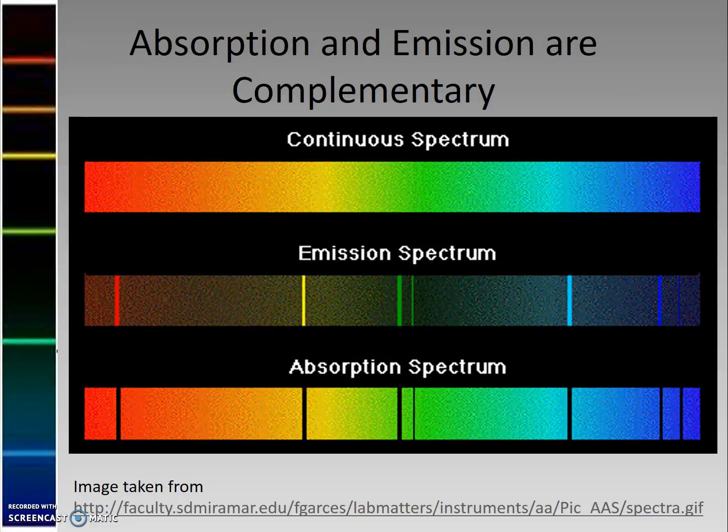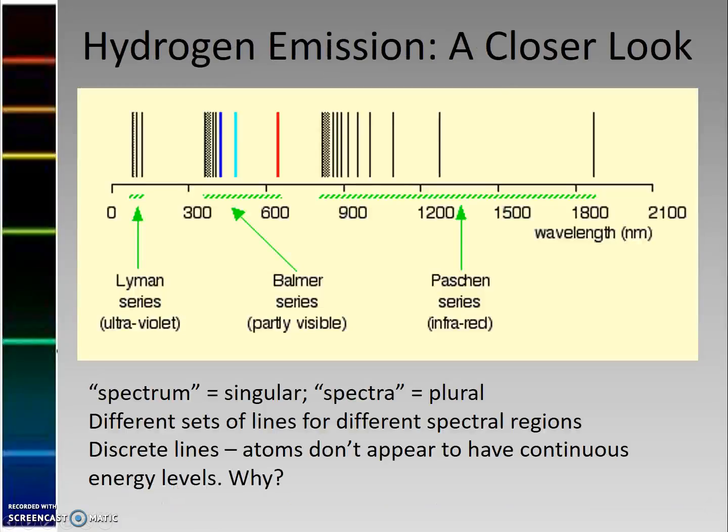So if I have the same element and I look at its absorption spectrum and its emission spectrum, the dark lines in absorption line up with the bright spots in emission. That will always be true. Absorption and emission complement each other. And so there seems to be something going on in the atom that could be expressed as absorption and emission.